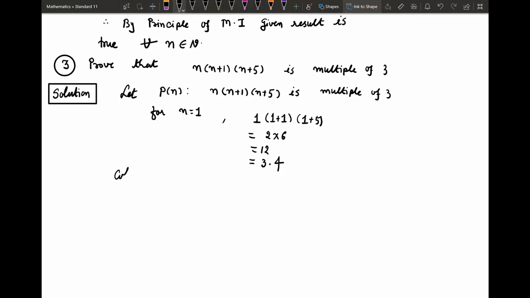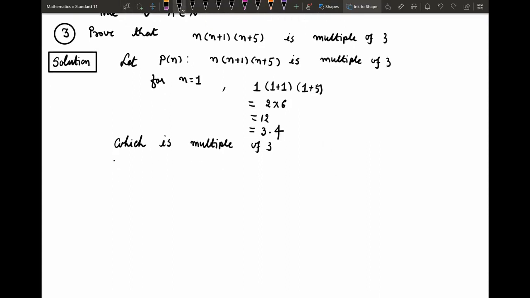So which is a multiple of 3. To claim multiple of 3, 3 must be a coefficient. Here we can observe 3 into 4. So 3 is a coefficient, that's why it is a multiple of 3. So p of 1 is true. So we have proved result is true for n equal to 1. So p of 1 is true.